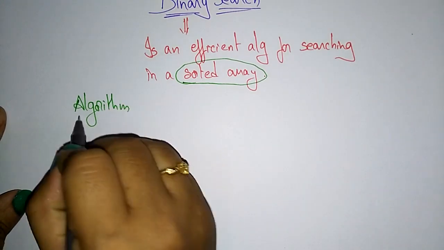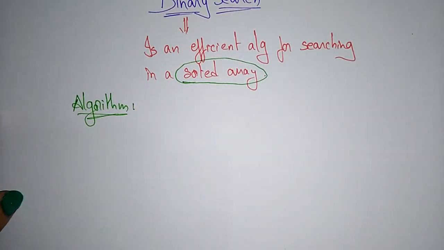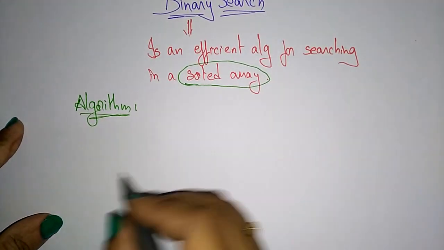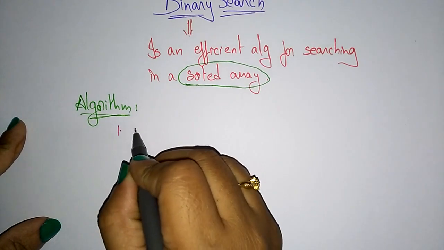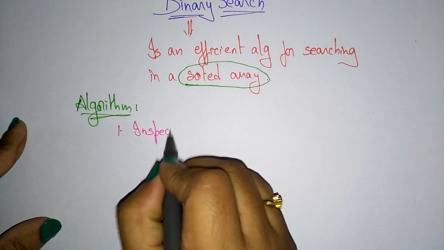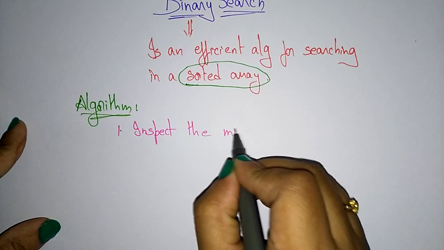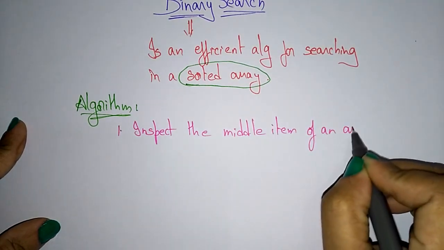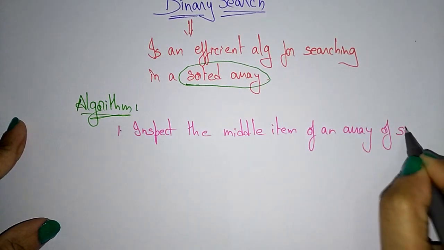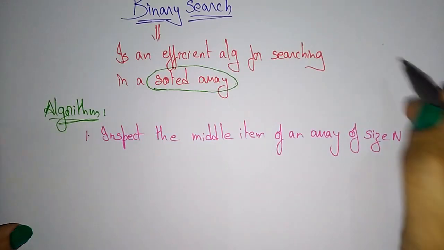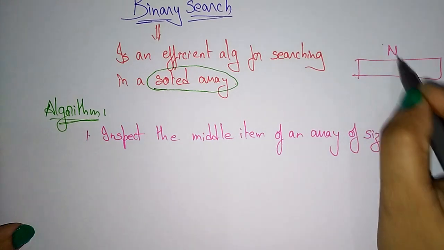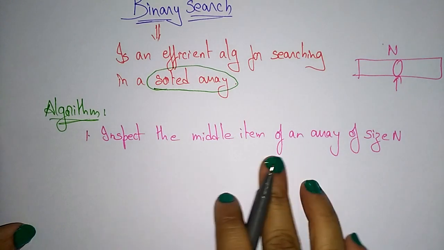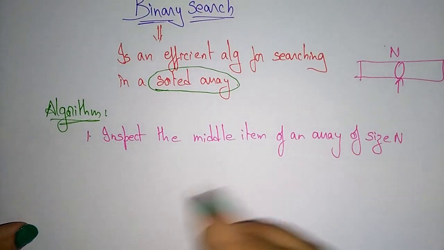First I'll explain the algorithm. After that I'll take the examples of how to search the element in an array by using the binary search technique. So first you have to inspect the middle item of an array of size n. So you have to take an array of size n, and in this size n you have to identify the middle item.